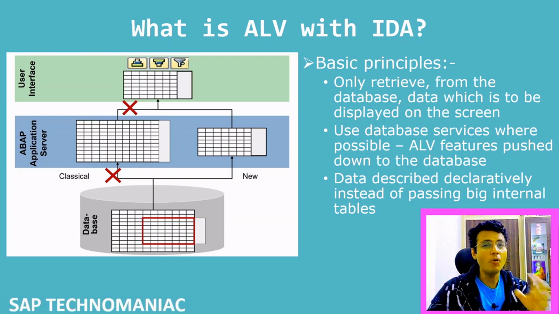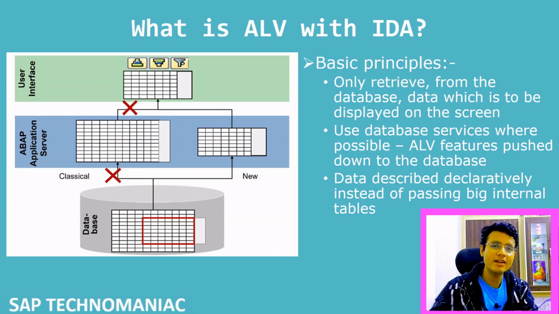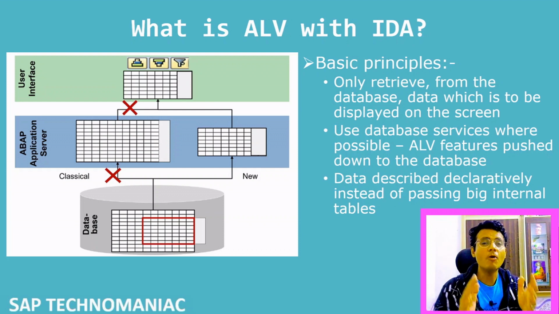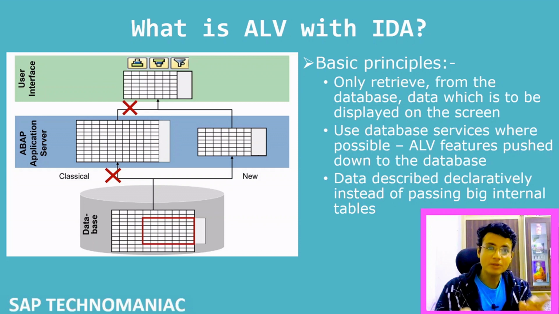First, only retrieve from the database the data which is actually displayed to the user. It is not like we have to get all the data, put it on the application server, and get the data out of that. We will get only the data from the database which will be displayed on the user screen.